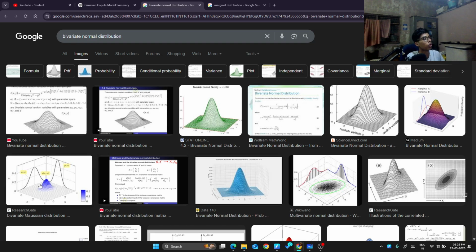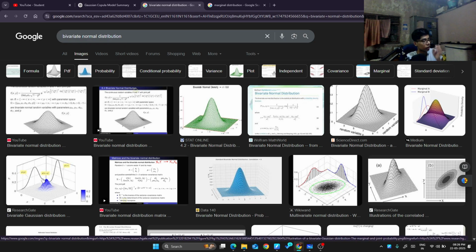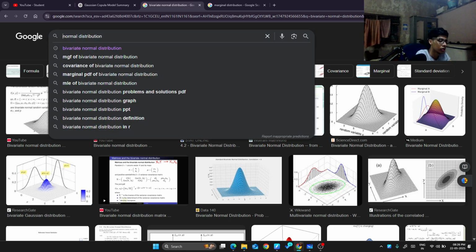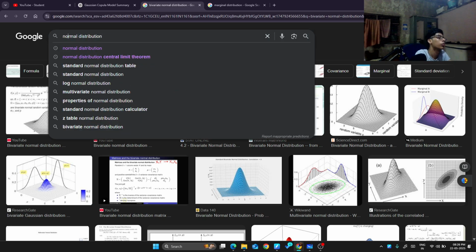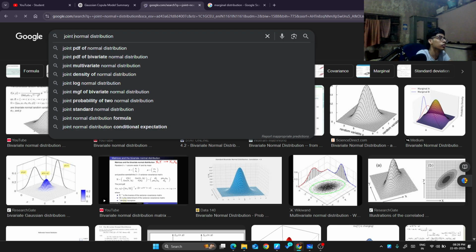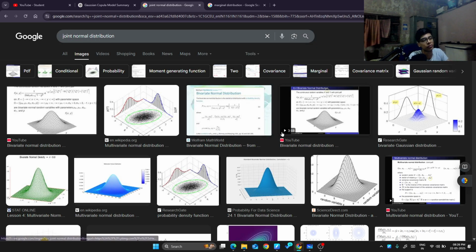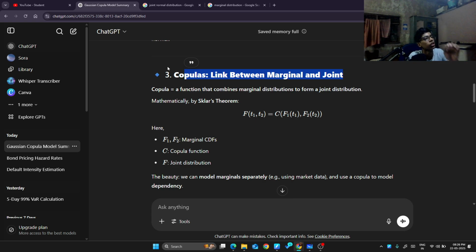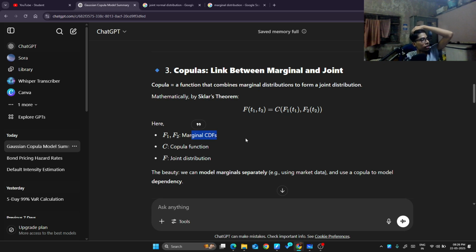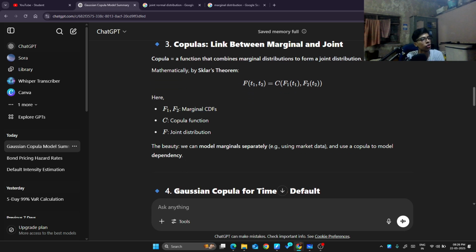You can use a bivariate normal distribution, or a joint distribution. The bivariate normal distribution is this: between two distributions you have a joint normal distribution. It is the same. So we have to calculate a function that combines the marginal distributions to form a joint distribution. Our formula is this, where F1 and F2 are the marginal CDFs, C is a copula, and F is the joint distribution.